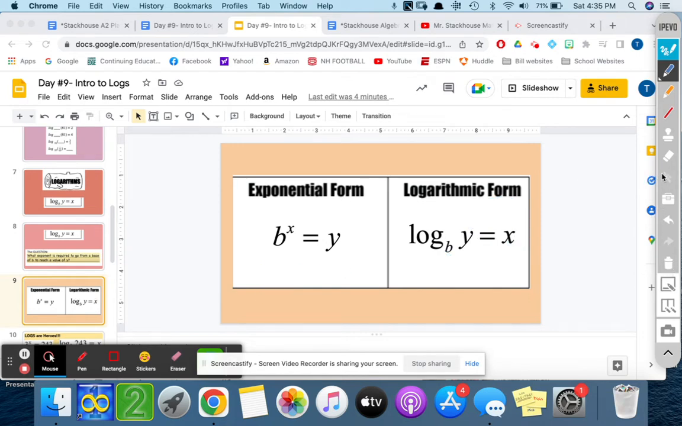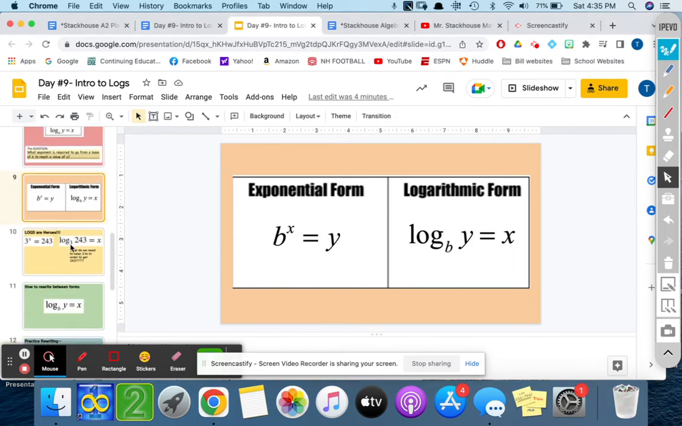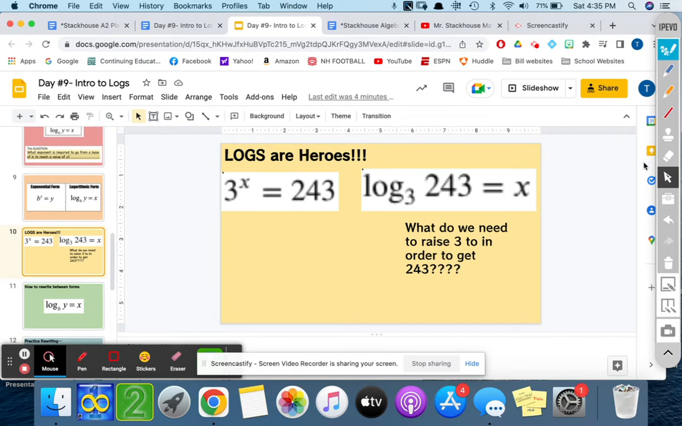Now, next slide. Okay, logs are heroes, meaning they're a good tool that can help us figure out some exponent stuff. So these two are the same exact thing. Logs are just tools that allow us to say, hey, 3 to the something equals 243. Well, what do we need to raise 3 to get 243? So there's just one example there.